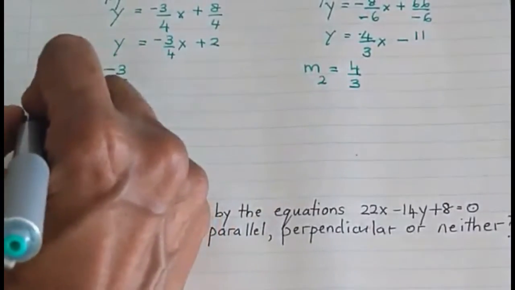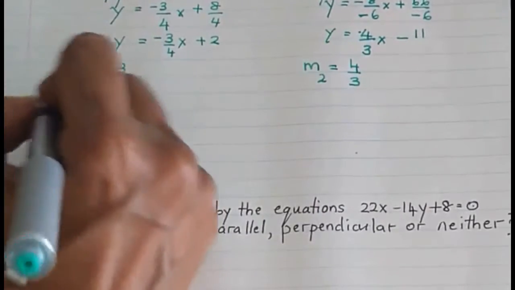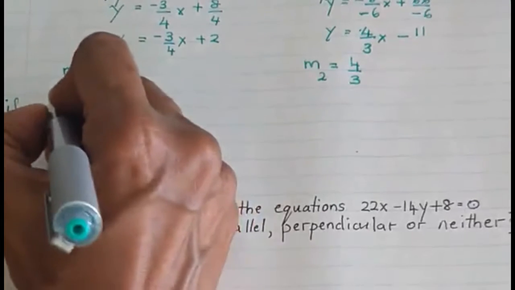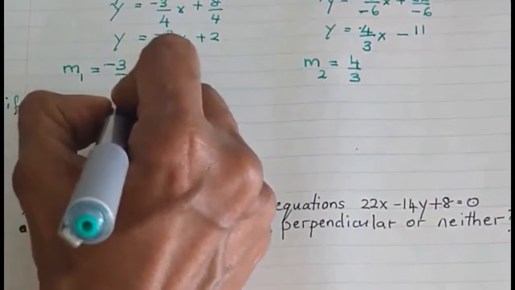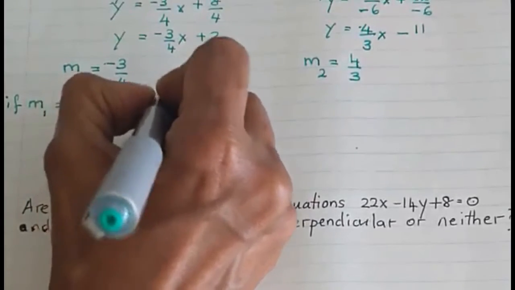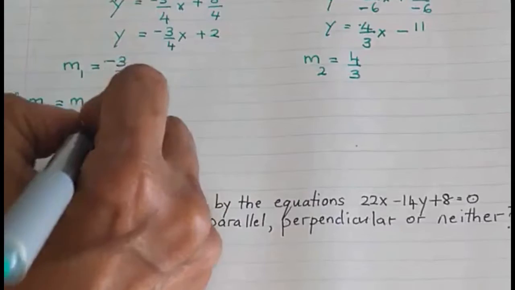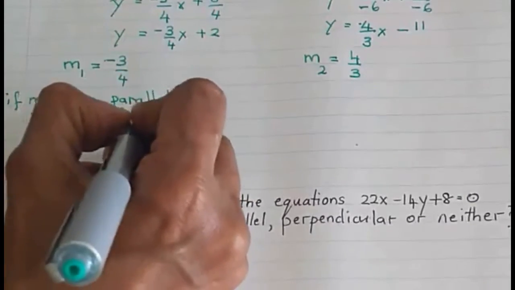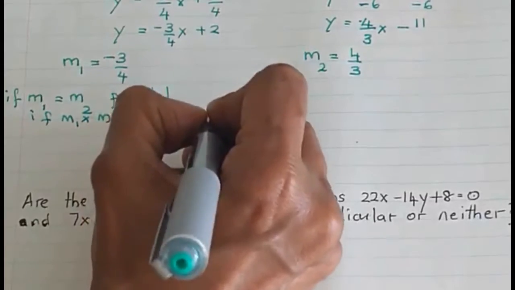So to do that, we need to know the relationships first of all. So if M1 is equal to M2, the lines are parallel. If M1 times M2 is equal to negative 1, they are perpendicular.